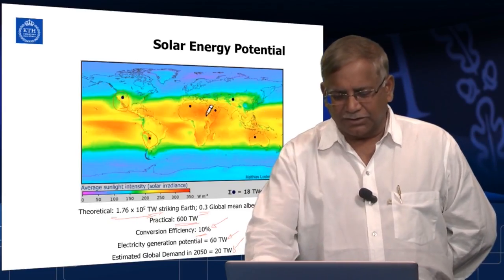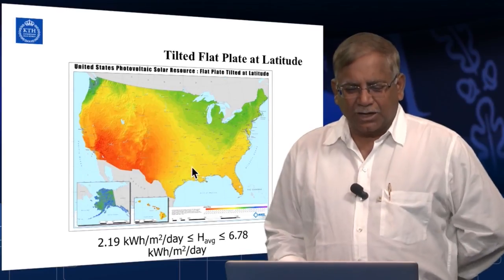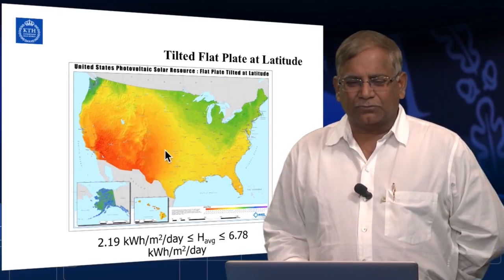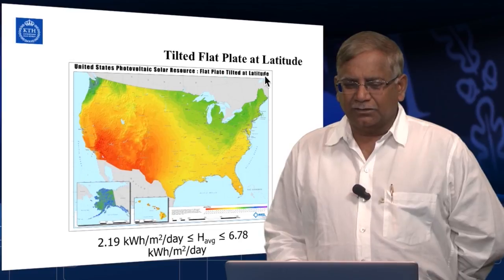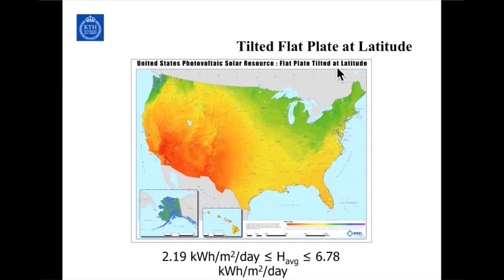So there is plenty of radiation hitting the ground, and this is typically if you put a flat plate tilted at the latitude angle. For example, in Stockholm the latitude is about 59 degrees. So you point your panel to the south at the latitude angle, and that is where you collect the maximum insolation averaged over the year. In this particular case I am showing the United States, and you can see the maximum amount of insolation is observed in this part of the country.